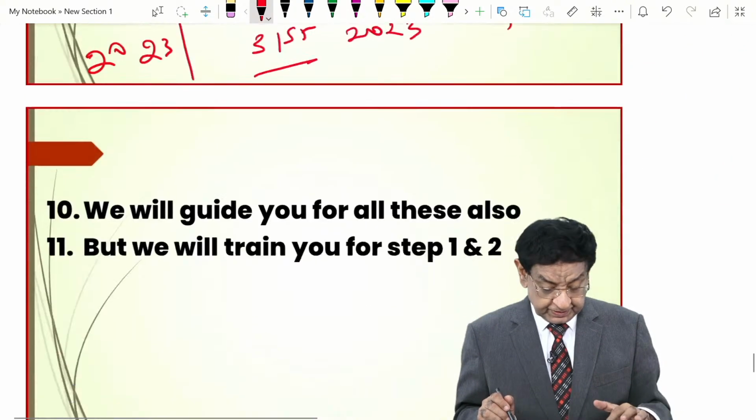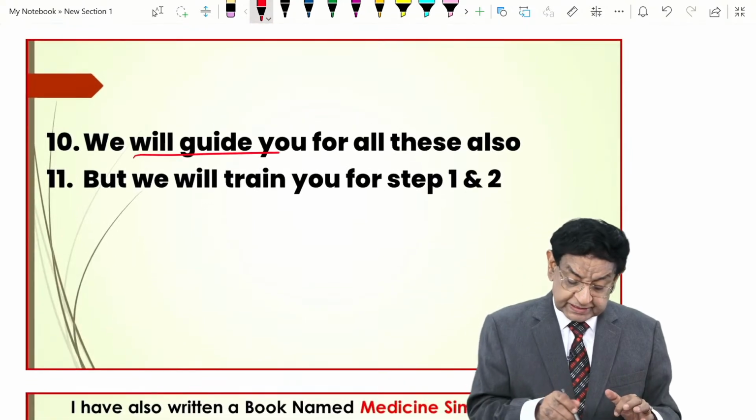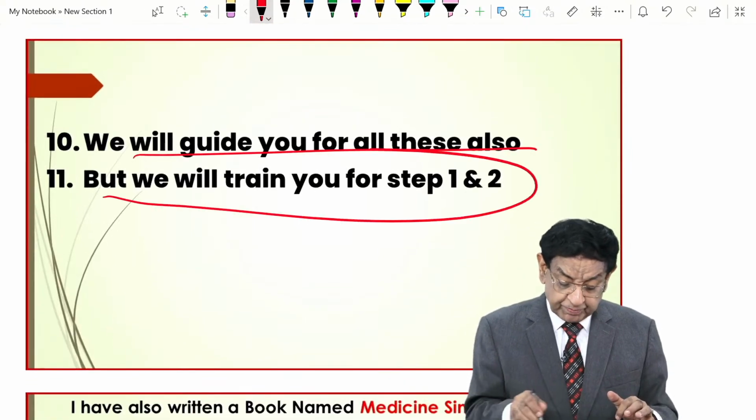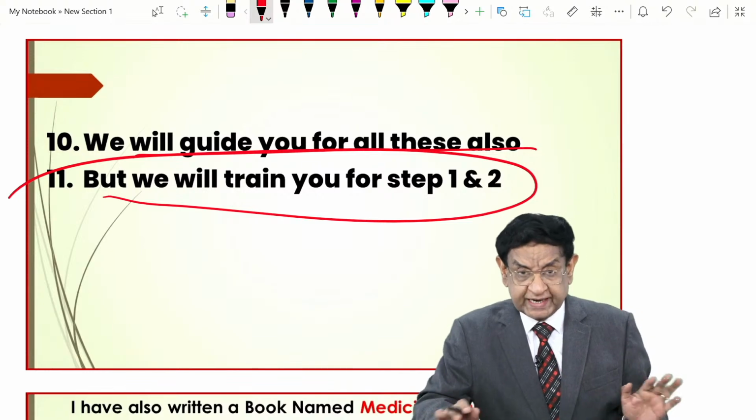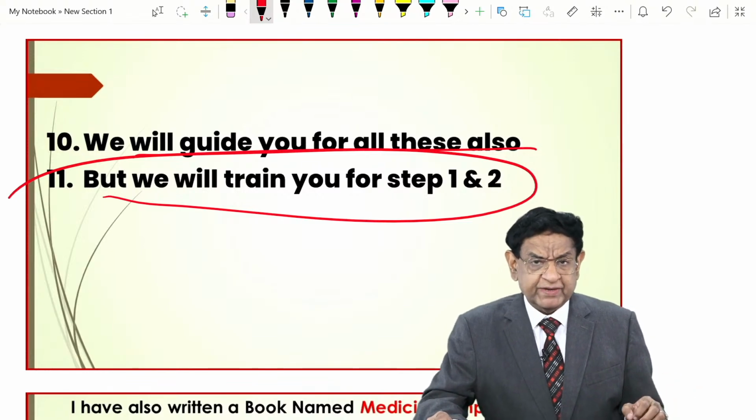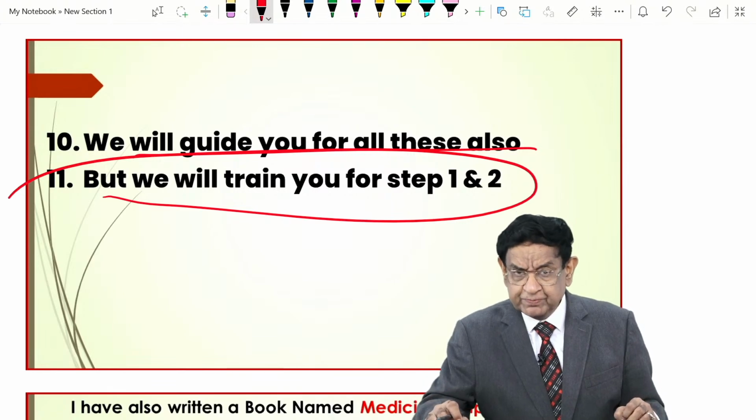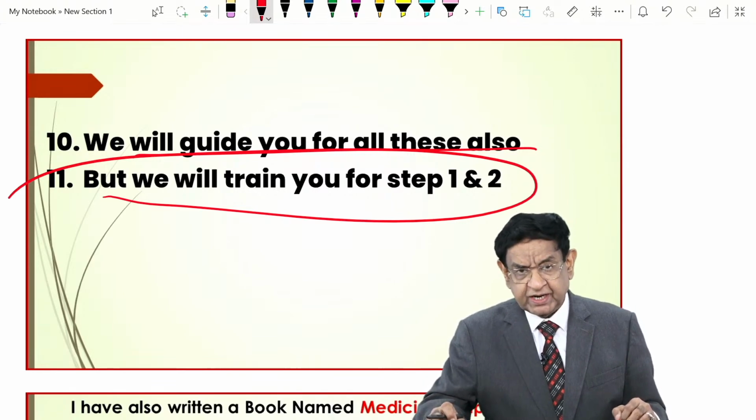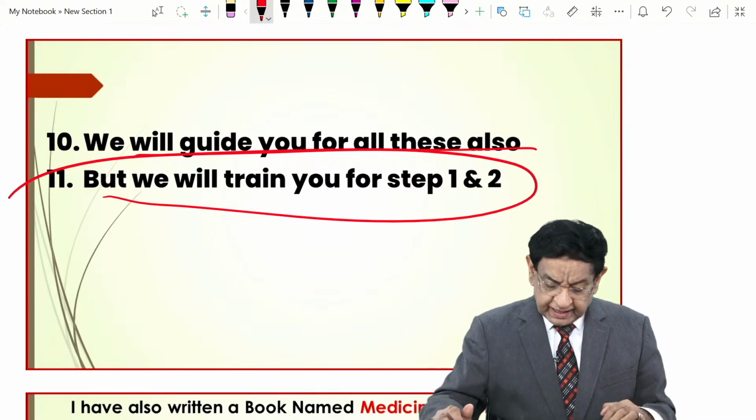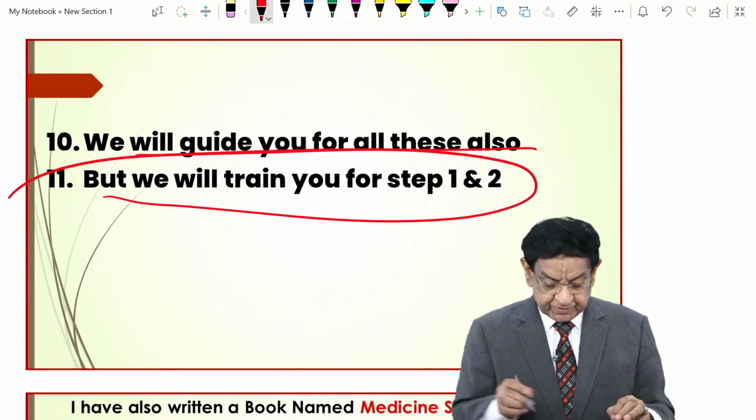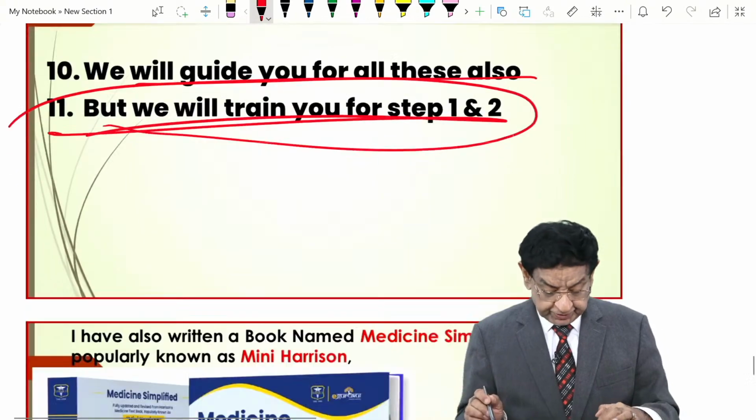Okay. We'll guide you for all this, but we'll train you mainly for Step 1 and 2. Very clear about it. But for every other thing, we give assistance. We have colleagues who are doing all these things. We'll guide you, and the best thing we will be doing for you is mentoring. As far as these are concerned, we'll do day-to-day mentoring.